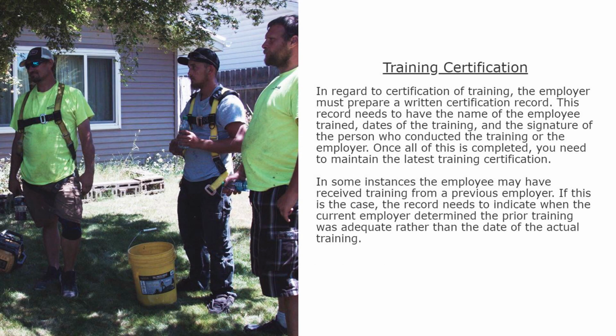Training certification. In regard to certification of training, the employer must prepare a written certification record. This record needs to have the name of the employee trained, dates of the training, and the signature of the person who conducted the training or the employer. Once all of this is completed, you need to maintain the latest training certification. In some instances, the employee may have received training from a previous employer. If this is the case, the record needs to indicate when the current employer determined the prior training was adequate, rather than the date of the actual training.